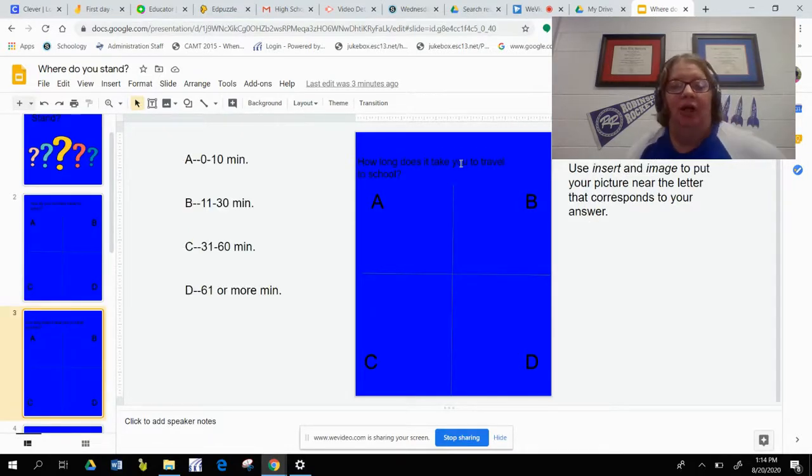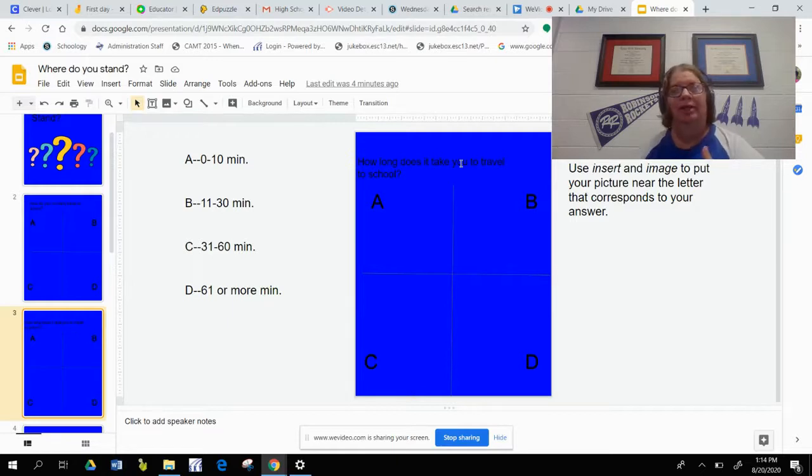How long does it take you to travel to school? Again, I'm interested here in how many possible answers did you have? Did you have any trouble deciding which one to choose? Okay. Is there any way that you could have answered more than one and both been correct? Can it take you between 0 and 10 and between 11 and 30 minutes to get to school? No, it's going to be one answer. Each person, it takes you so many minutes to drive to school.